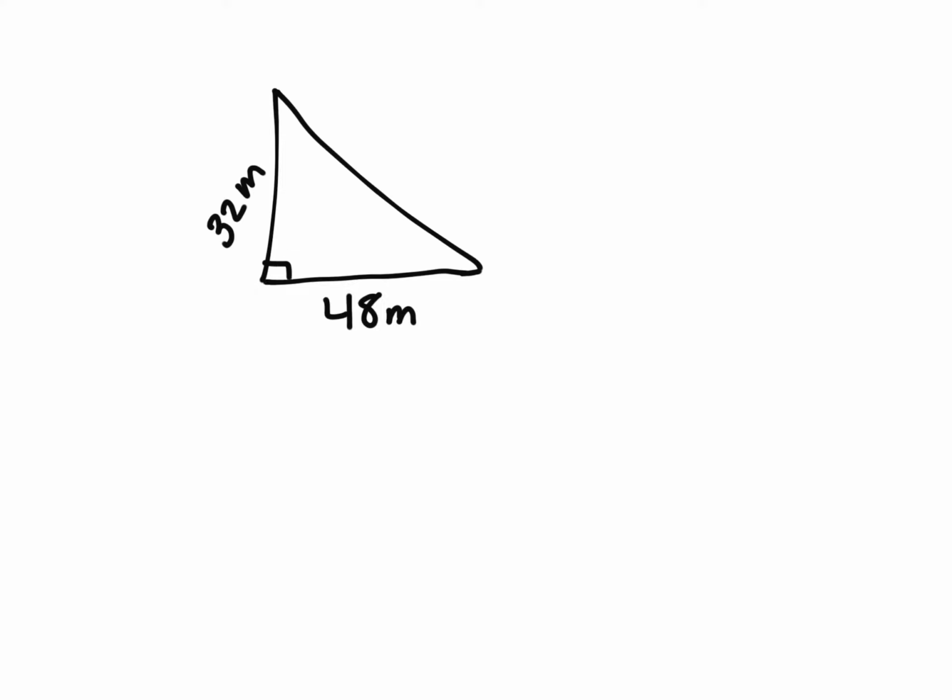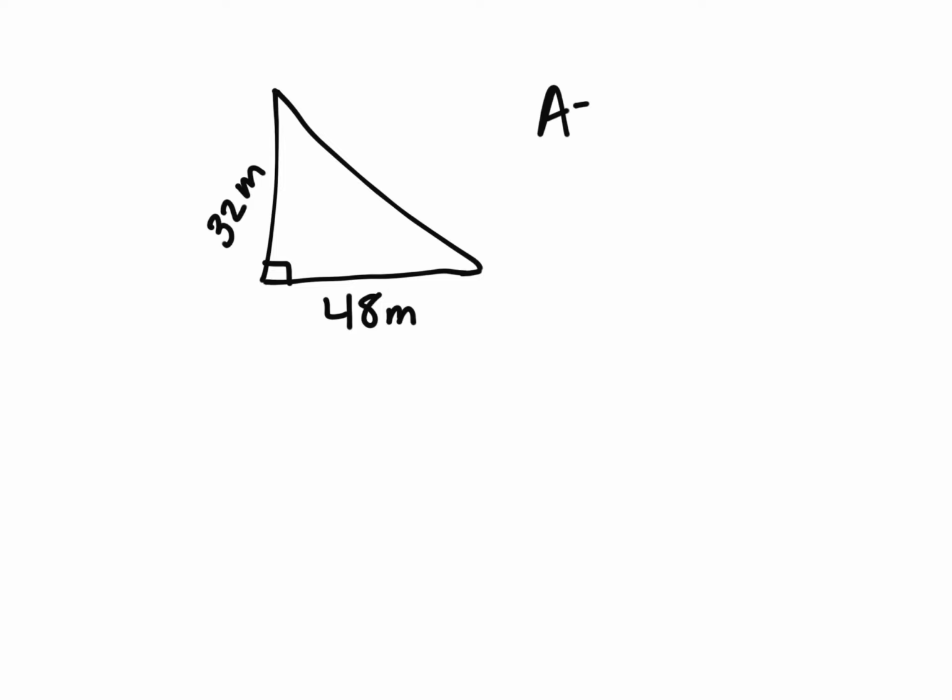Number 5 says Emmanuel is building a fence to make an enclosed play area for his dog. The enclosed area will be the shape of a triangle with a base of 48 meters and an altitude of 32 meters. How much space does the dog have to play?